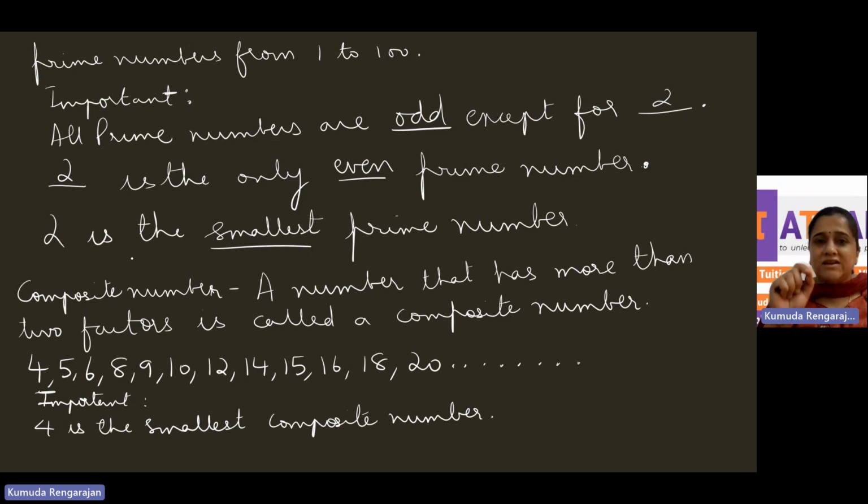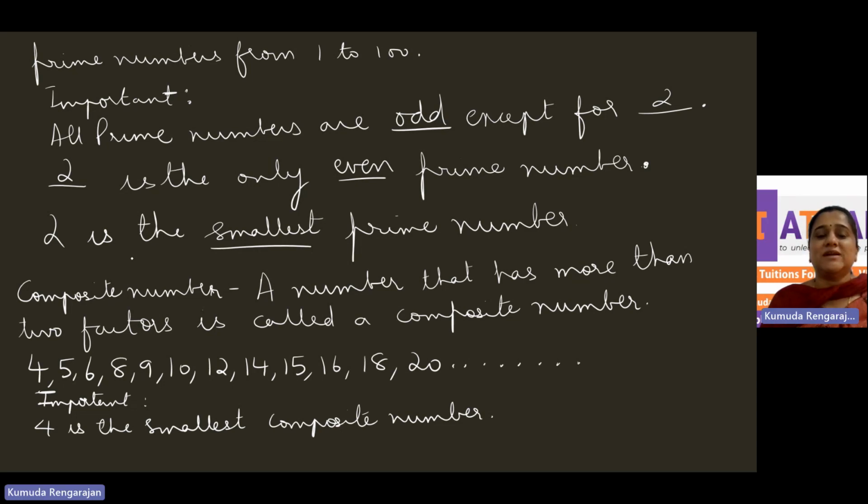The factor of 1 is 1 itself. But what's a prime number? It should have exactly 2 factors. So 1 is not a prime number. And 1 is not a composite number also, because a composite number should have more than 2 factors. It has only 1 factor, that is 1 itself. Then how can it have more than 2 factors? So 1 is neither a prime number nor a composite number. It is called a unique number.